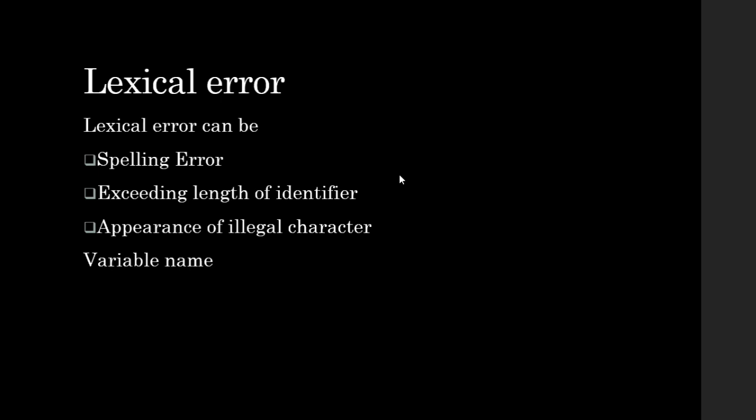Now, you can see an example here: variable underscore name, say here, 2age. You cannot begin an identifier with a number. So 2age is beginning with a number, so it is called an error here.